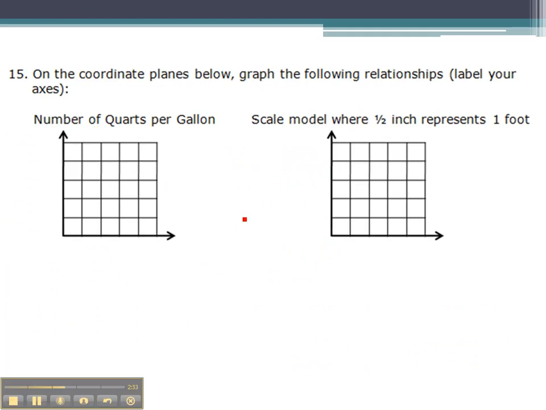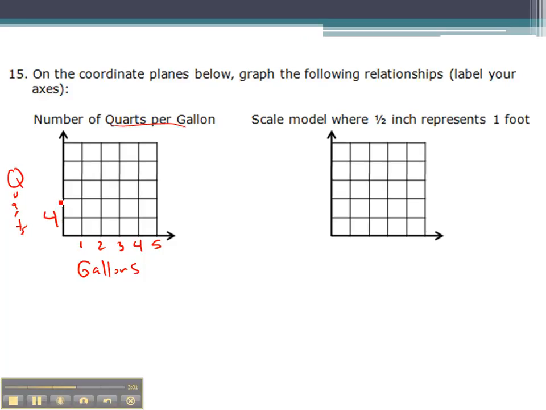Okay, on 15 it says, on the coordinate planes below, graph the following relationships and label your axes. Number of quarts per gallon. So we'll put gallons on the x-axis. We'll graph 1, 2, 3, 4, 5 gallons. And then on the y-axis, we'll label that quarts. And so for 1 gallon, we would have 4 quarts.